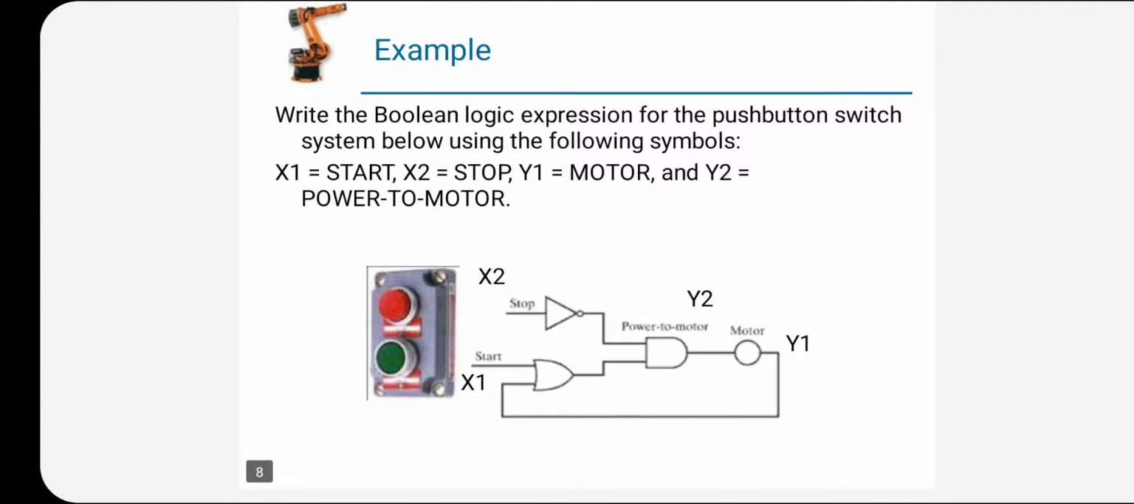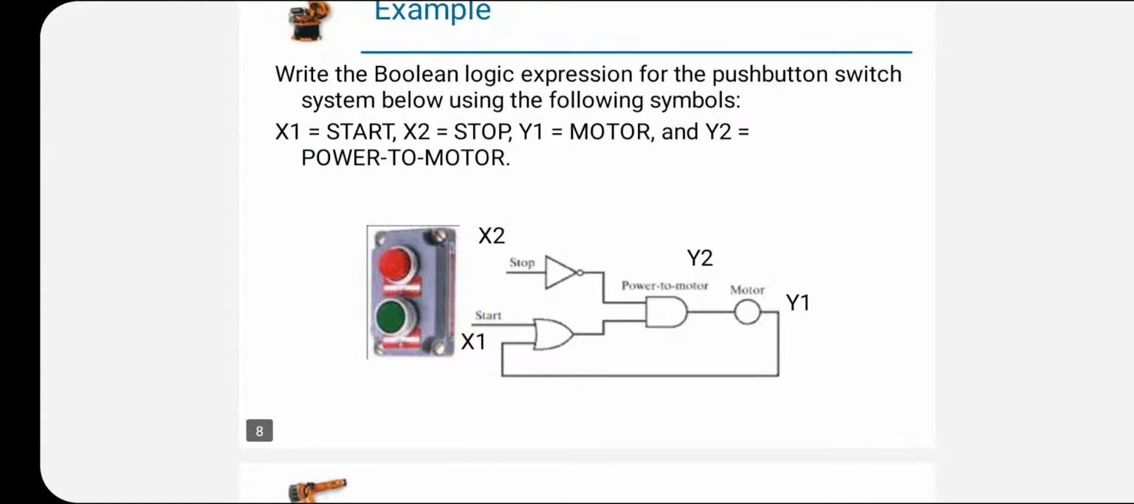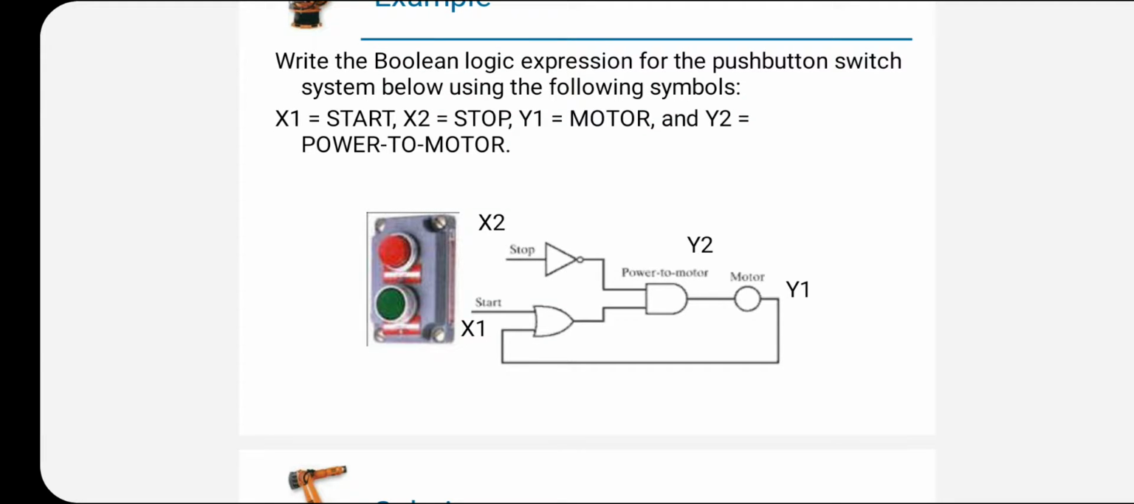Okay, let us see some examples. Let us see one example. Write a Boolean logic expression for the push button switch system below using the following symbols. So x1 is start, x2 equal to stop, y1 equal to motor, and y2 equal to power to motor.